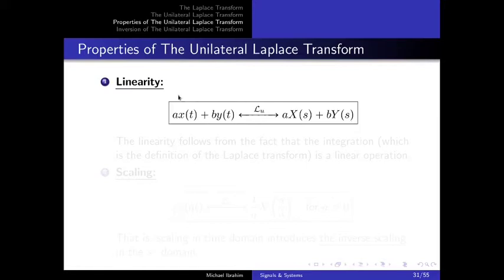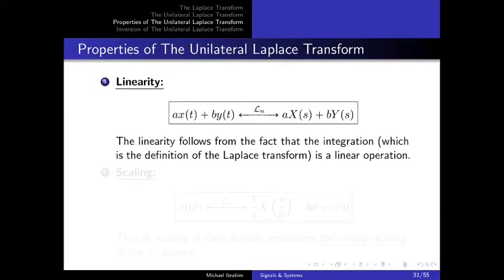You can decompose the signal to be transformed into simpler components, compute the transform of every component independently, separately, and then add the components together. This will give you the equivalent or the resulting unilateral Laplace transform. So, the linearity follows from the fact that the integration, which is the definition of the Laplace transform, is a linear operation. The integration of ax plus by is simply integration of ax plus the integration of b times y of t.